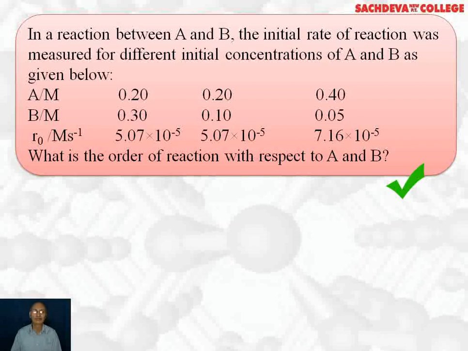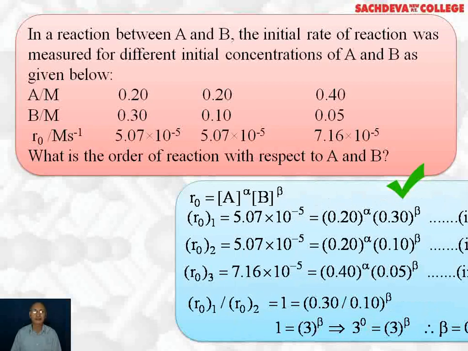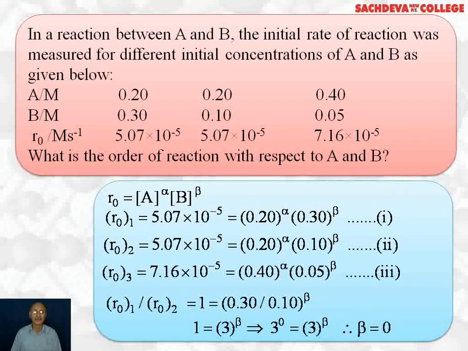So in the first case, rate is 5.07 into 10 to the power minus 5. Second case also rate is same, 5.07 into 10 to the power minus 5. And in third case, rate is 7.16 into 10 to the power minus 5. What is the order of reaction with respect to A and B? Same way, let's take up hypothetical equation. R0 is equal to A raised to the power alpha into B raised to the power beta.